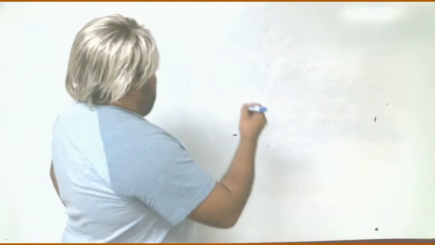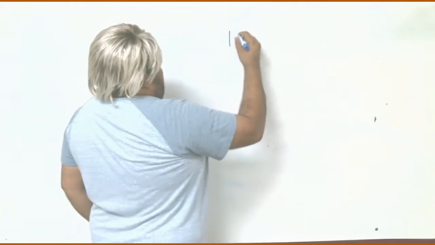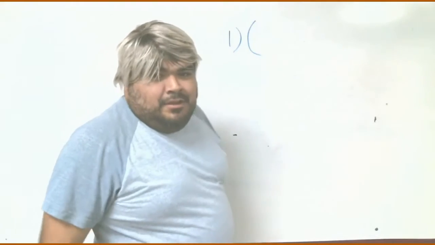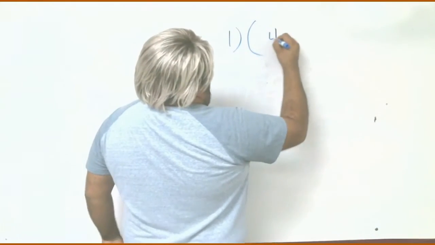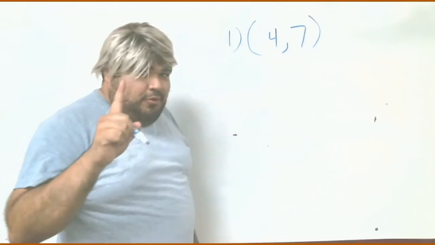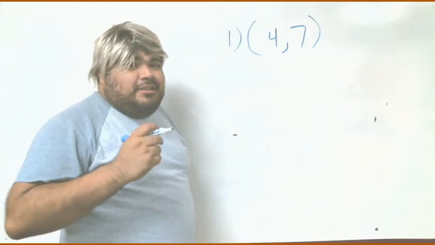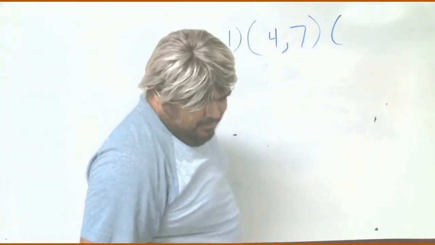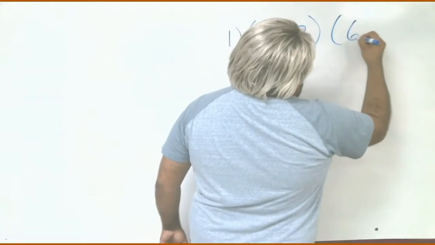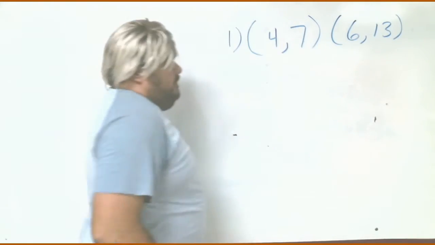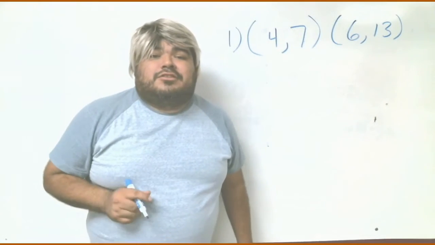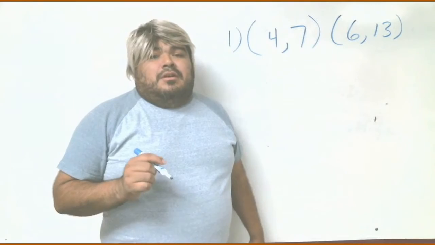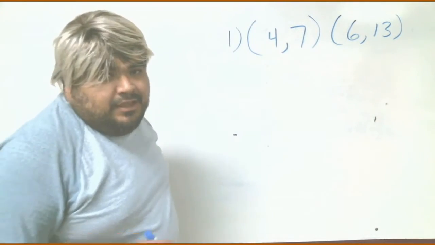All right, guys. So, the assignment for today is number 1. You have a set of points. On those set of points, you have 4, 7. That is your first point. On your second point, you have 6, 13. Okay. So make sure you find the slope on that first one.